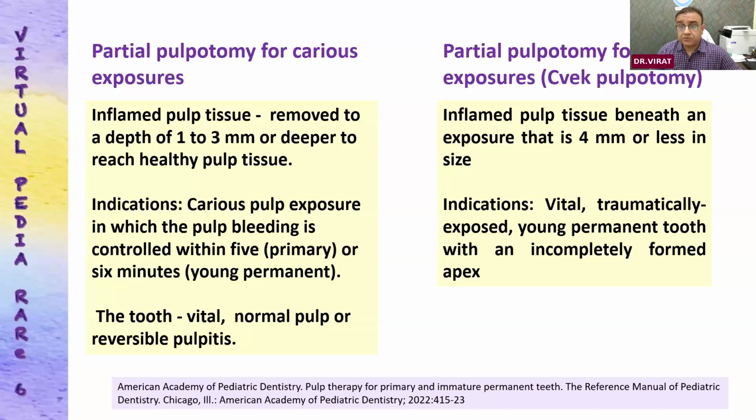And the partial pulpotomy for traumatic exposures, also known as Cvek pulpotomy, the inflamed pulp tissue beneath an exposure that is 4 millimeter or less in size. Indications include vital, traumatically exposed young permanent tooth with an incompletely formed apex.